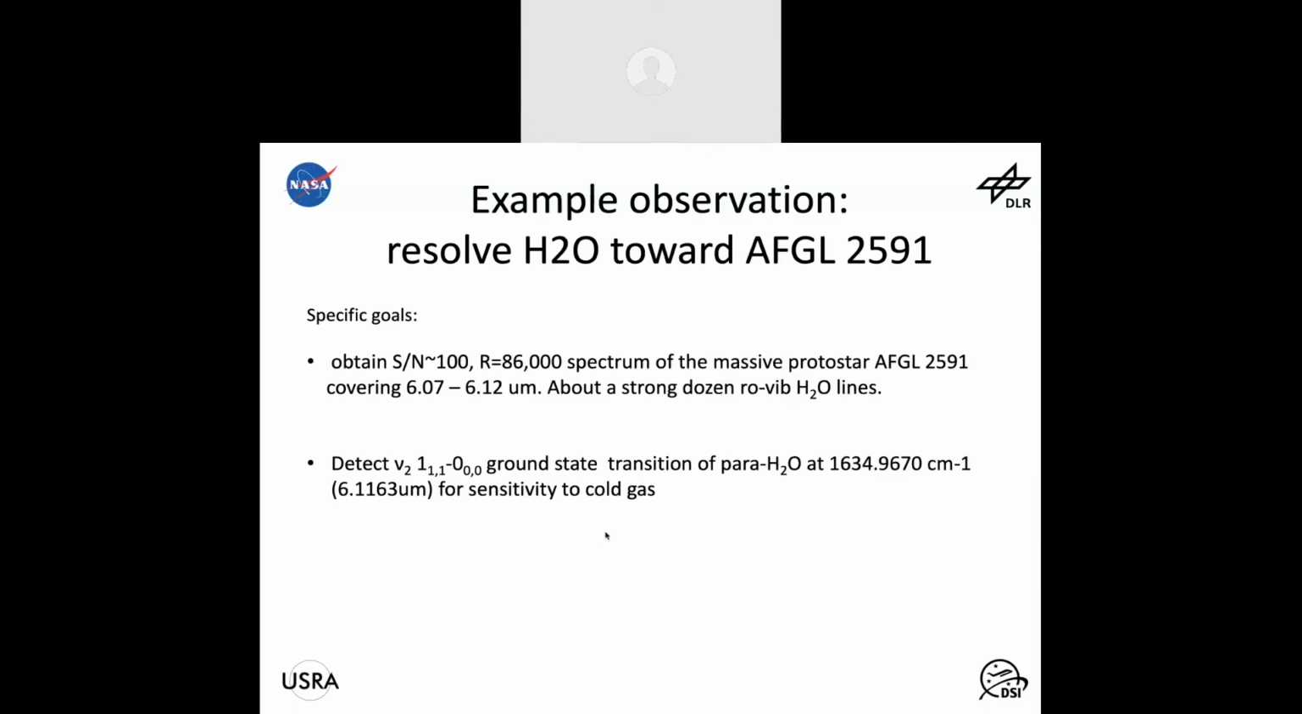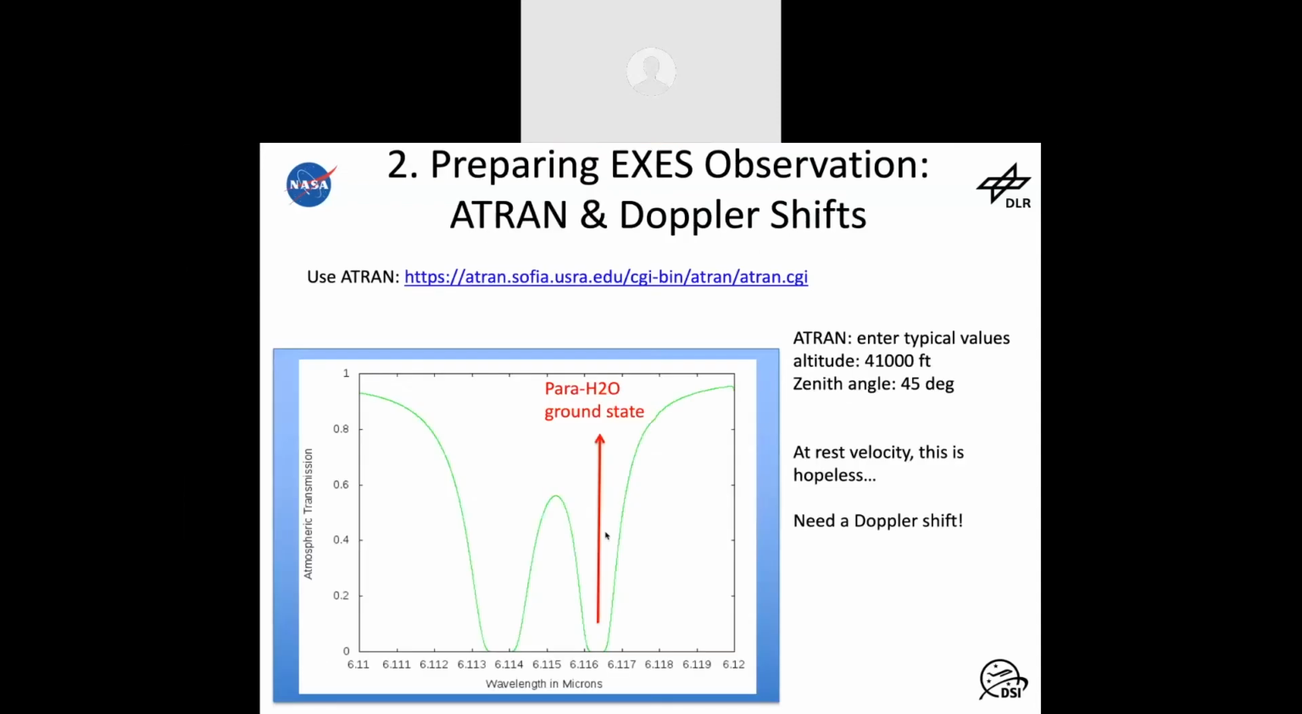And to just give tangible goals for this example, let's say that we want to obtain a signal to noise of 100 on this region with an R of 90,000 and cover about a dozen of the rho vibrational lines. And we want to center it so that we're sensitive to the ground state water lines, so that we can be sensitive to the coldest gas. A lot of times when you look at these sources in CO lines, you see a rotation diagram that breaks, indicating at the low excitations that you have a second temperature component that's very cool, and we wanted to see that for this source.